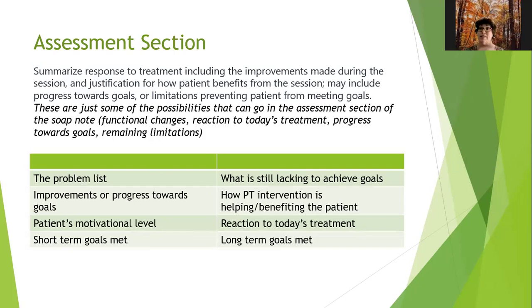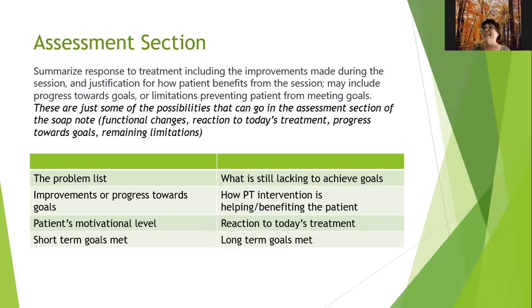You made a skilled assessment and you made an adjustment in their treatment based on that. The main thing you want to document in the assessment section is functional changes, how they reacted to today's treatment, progress towards goals, and remaining limitations. What's keeping them from being ready for discharge? You're showing that they still need to come to therapy, or maybe they're done. Maybe they have met all their goals, and if they have, we'll then discharge them.